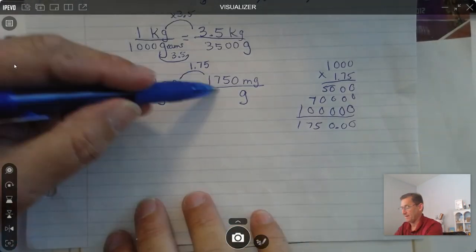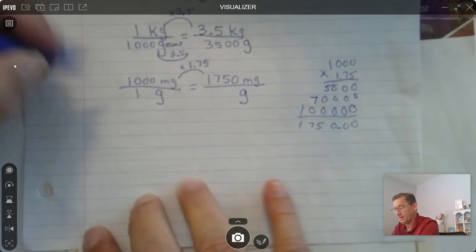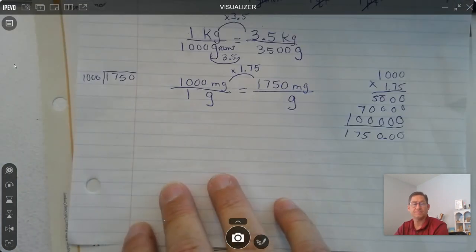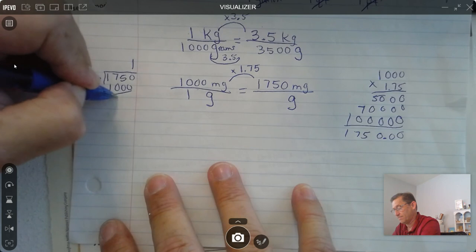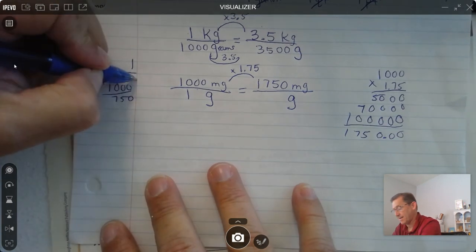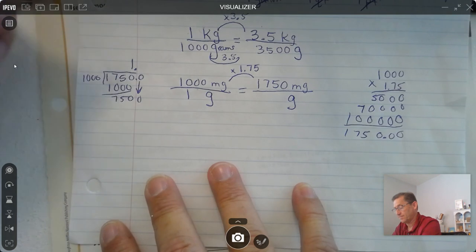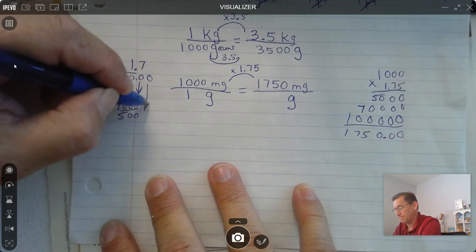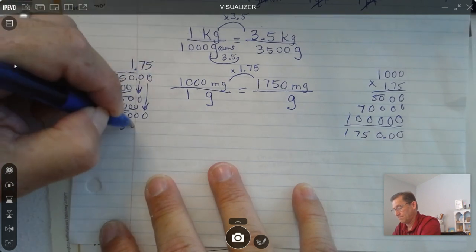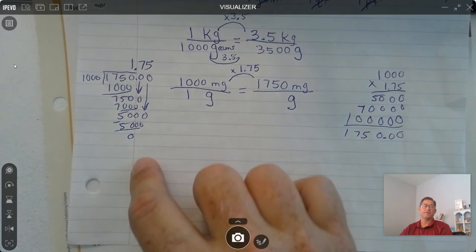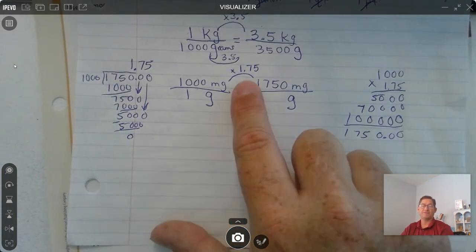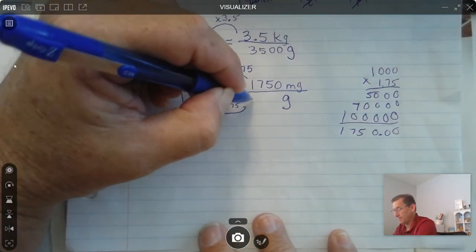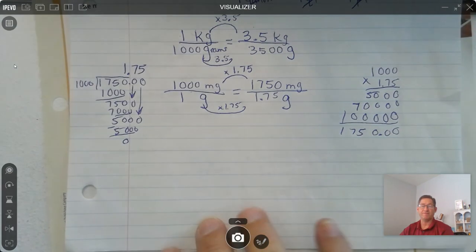If you get stuck on that one and wonder how do I know it's 1.75, you could also take 1,750 and divide by 1,000. Okay, so that would be 750 left. Add a 0. Okay, so if I take this number and divide by 1,000, that gives me what it was being multiplied by. So I'm going to multiply 1 gram by 1.75, which means I have 1.75 grams.